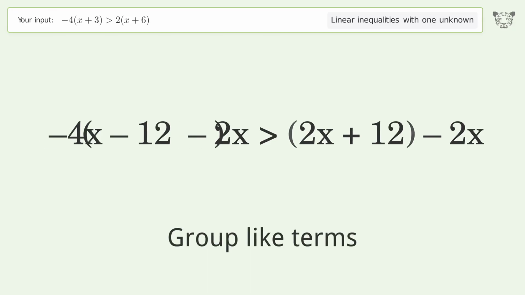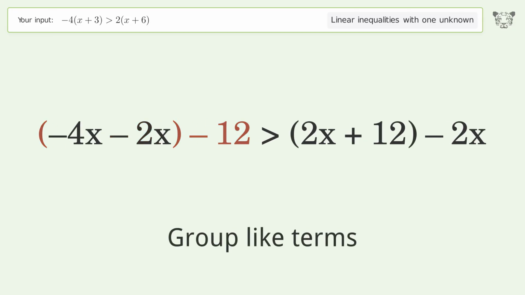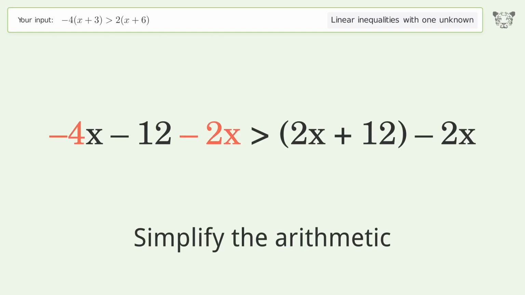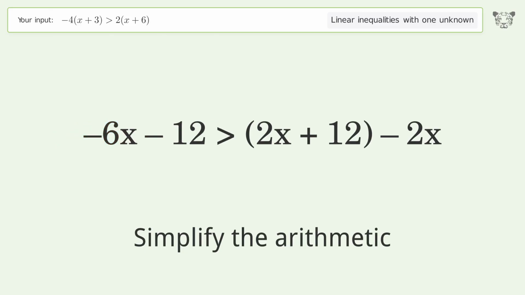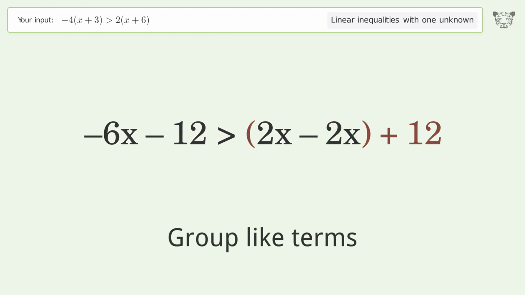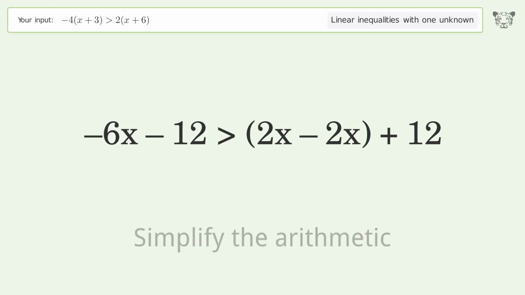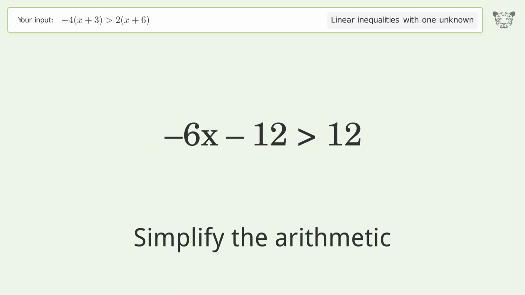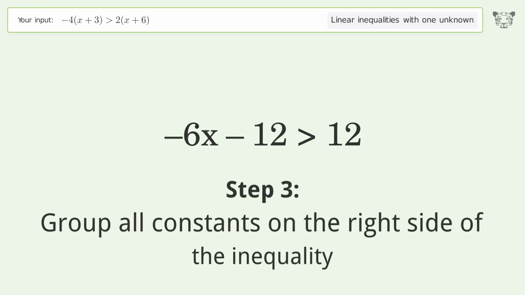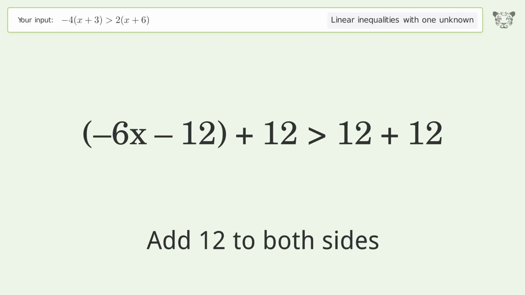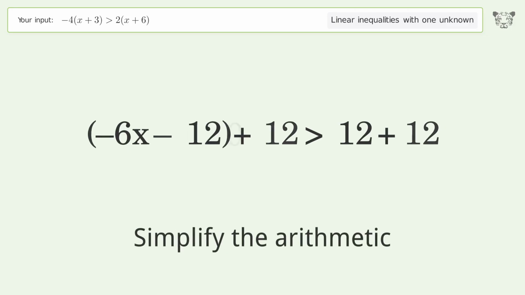Group like terms. Simplify the arithmetic. Group like terms. Simplify the arithmetic. Group all constants on the right side of the inequality. Add 12 to both sides. Simplify the arithmetic.